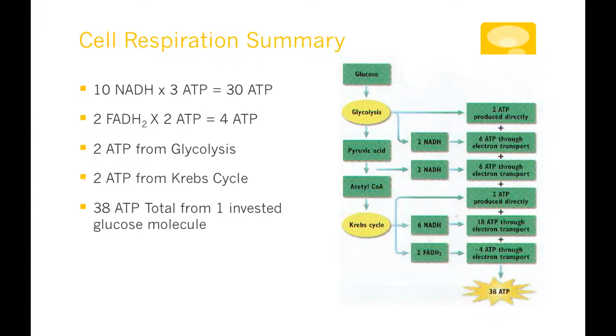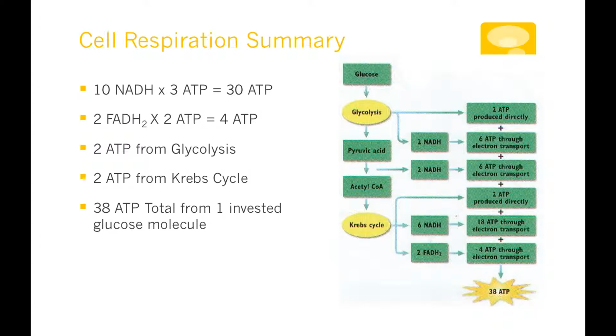So, all in summary, we had our 10 NADHs from the Krebs cycle, glycolysis, and the transition phase between glycolysis and the Krebs cycle. We get 3 ATP for those 10 NADH, so we've got 30 ATP in the electron transport chain. Then for the 2 FADHs, we get 2 ATP each, and that gives us 4 ATP.